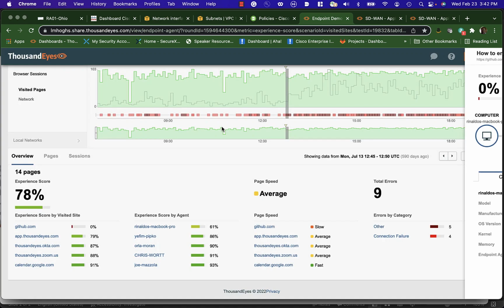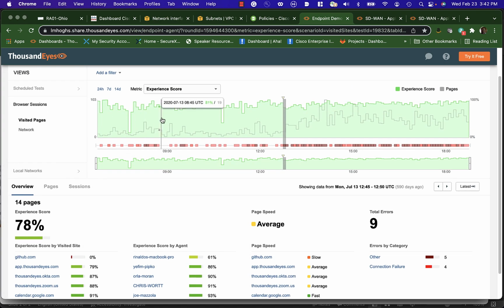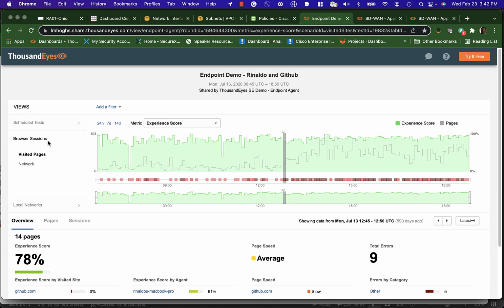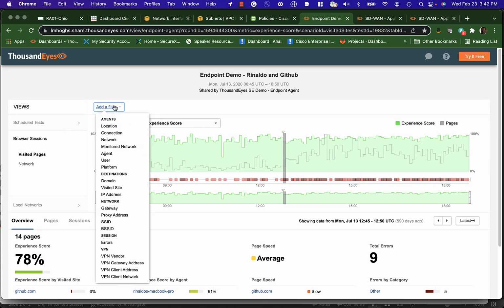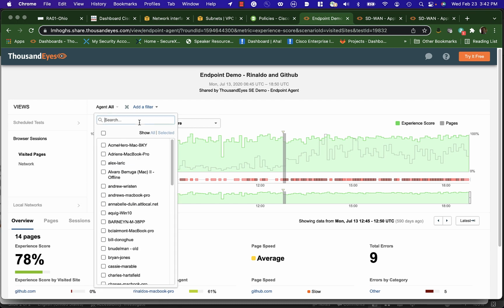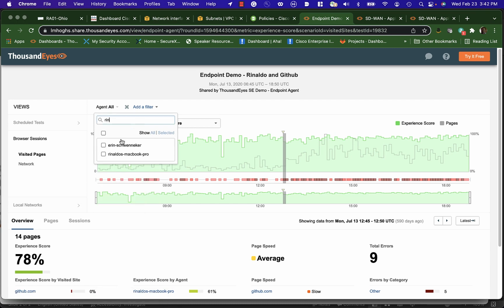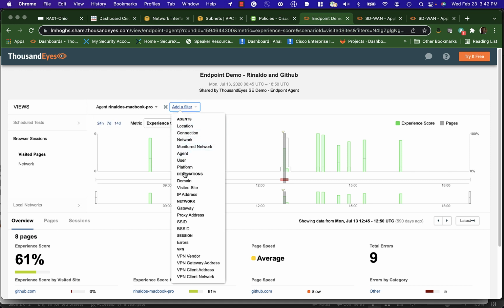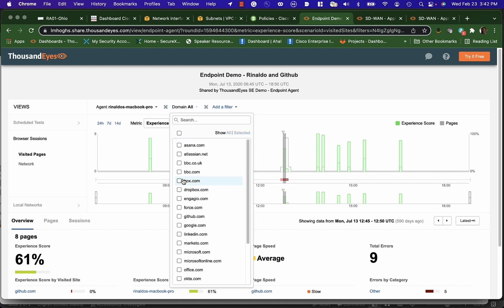All right, so let's dig into this a little more. I have this experience score. I want to take a look at Ronaldo, and I want to take a look at Ronaldo going to GitHub. So let me go ahead and add a couple of filters here so we make sure we know what we're actually searching for problem-wise. Let me look at Ronaldo. Add a filter for him, and let me add a filter for GitHub. Let me search on it, GitHub.